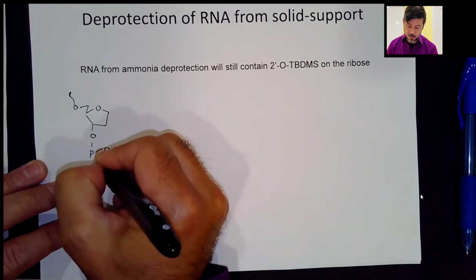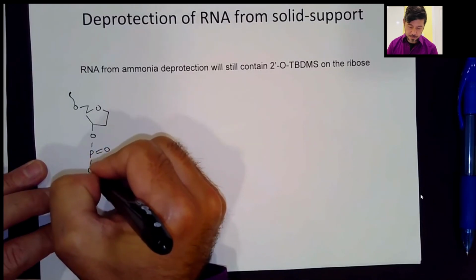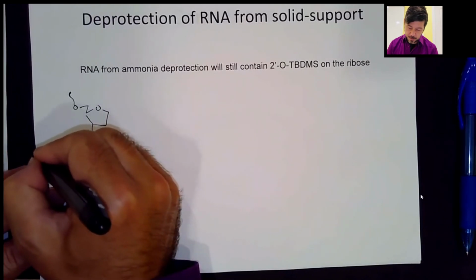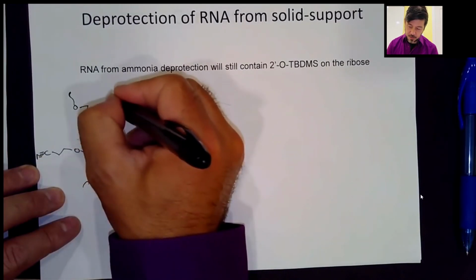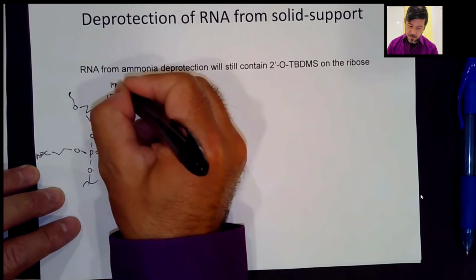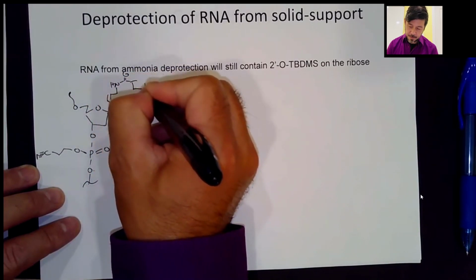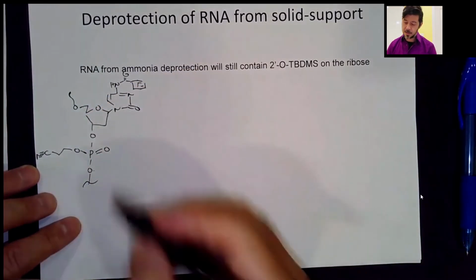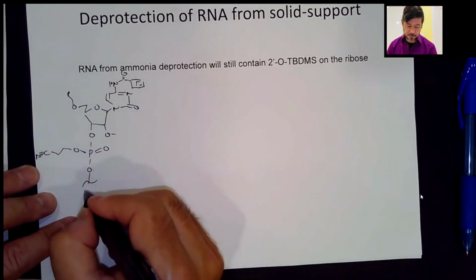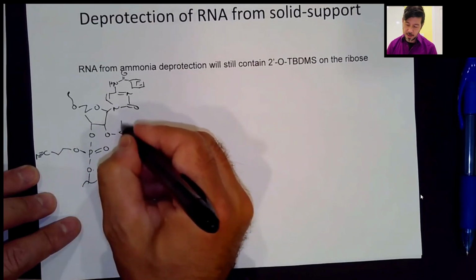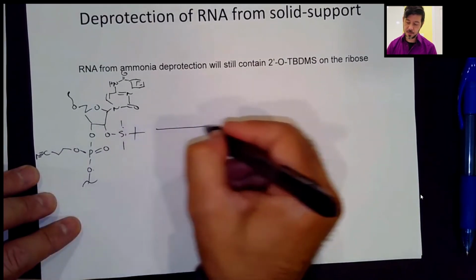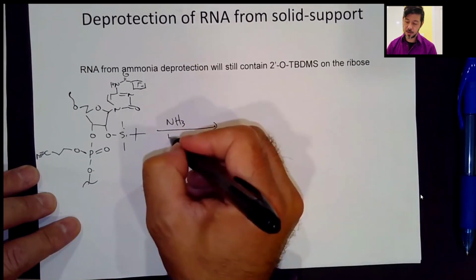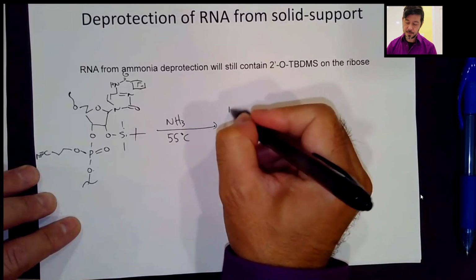Okay, so here's your strand. And I'll just draw an example base with a protecting group. Okay, so the mechanism and how this all works in terms of removal from the CPG and the exocyclic amine, the O-cyanoethyl group, remains the same. You treat this with ammonium hydroxide at 55 degrees. Okay, so then you generate your RNA that still has that silyl protecting group attached.